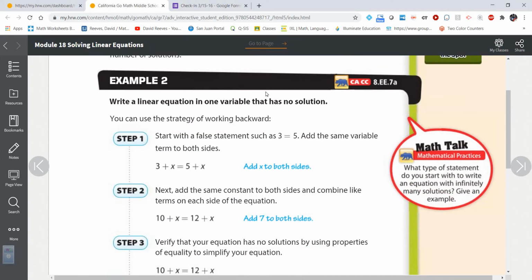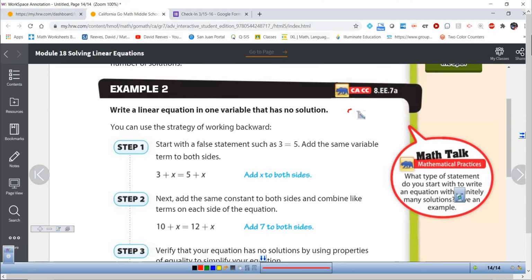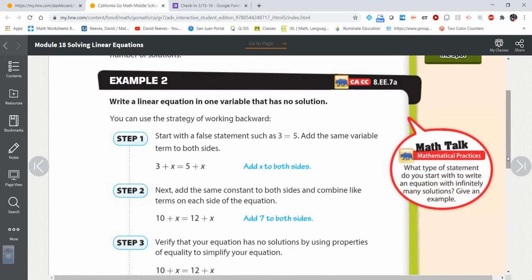And of course, if you wanted to create an equation with infinitely many solutions, instead of starting off with 3 equals 5, start off with 5 equals 5. That's a true equation. That is always true. So again, if we added x to both sides, we'd have x plus 5 equals x plus 5, which of course is still a true equation. And then we could do whatever we wanted to both sides. It would always stay true. It would always have infinitely many solutions.